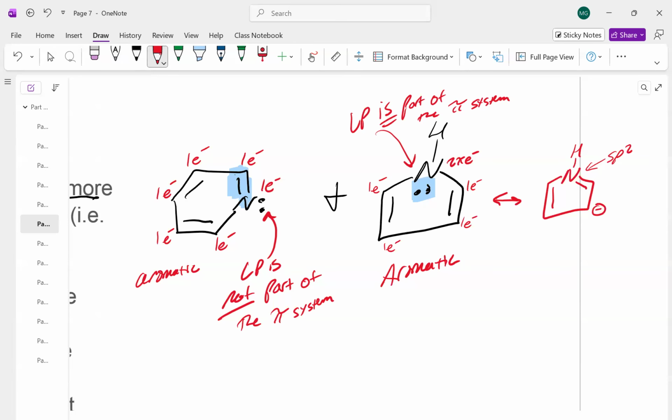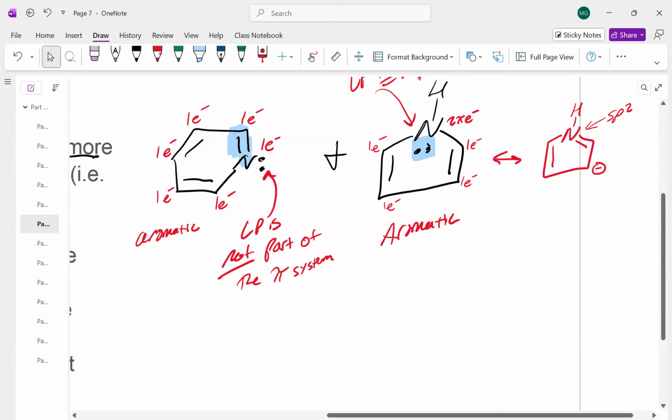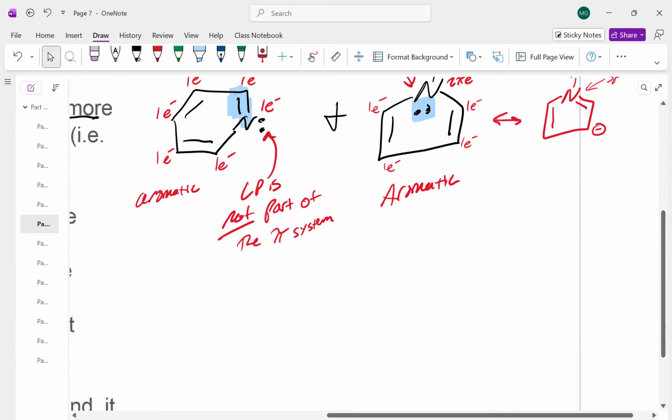Now, let me draw these looking from the side a little bit. I'm going to do my best to draw this a little flat. Might not work out so well, but hopefully you get the idea.